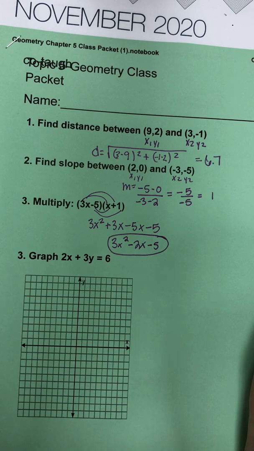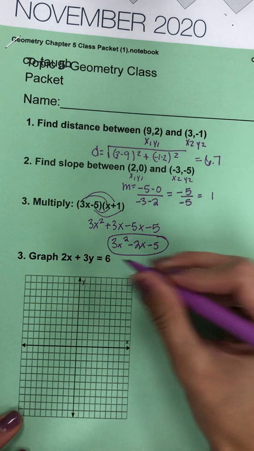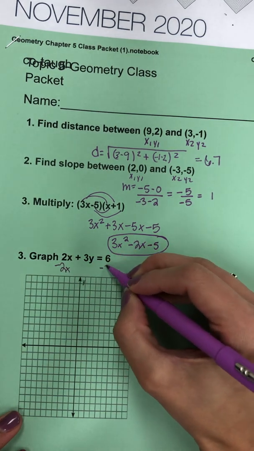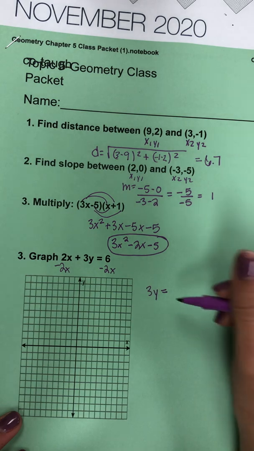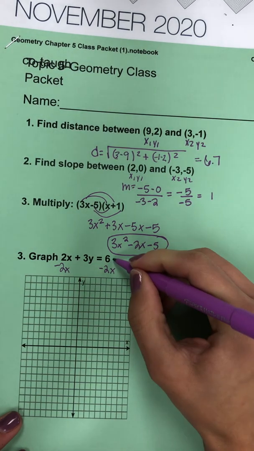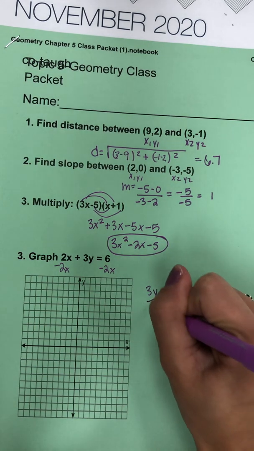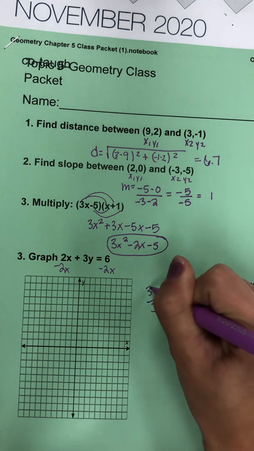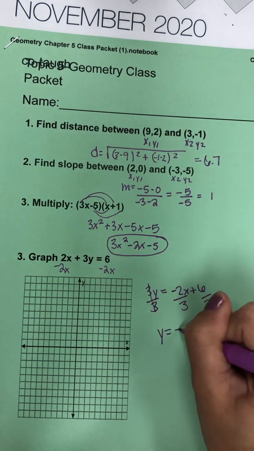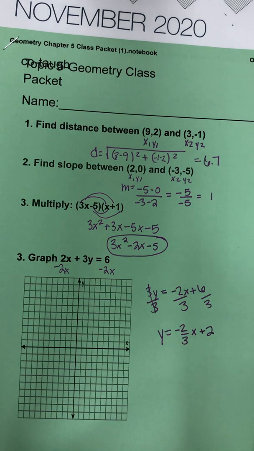And then the last one, before I can graph it, I need to put this in y equals mx plus b. So I would start by subtracting 2x from both sides. So that would give me 3y equals -2x plus 6. You can't combine 6 and 2x. They're not like terms. And then you divide everything by 3. So that's going to be -2/3 x plus 2 when you simplify it.